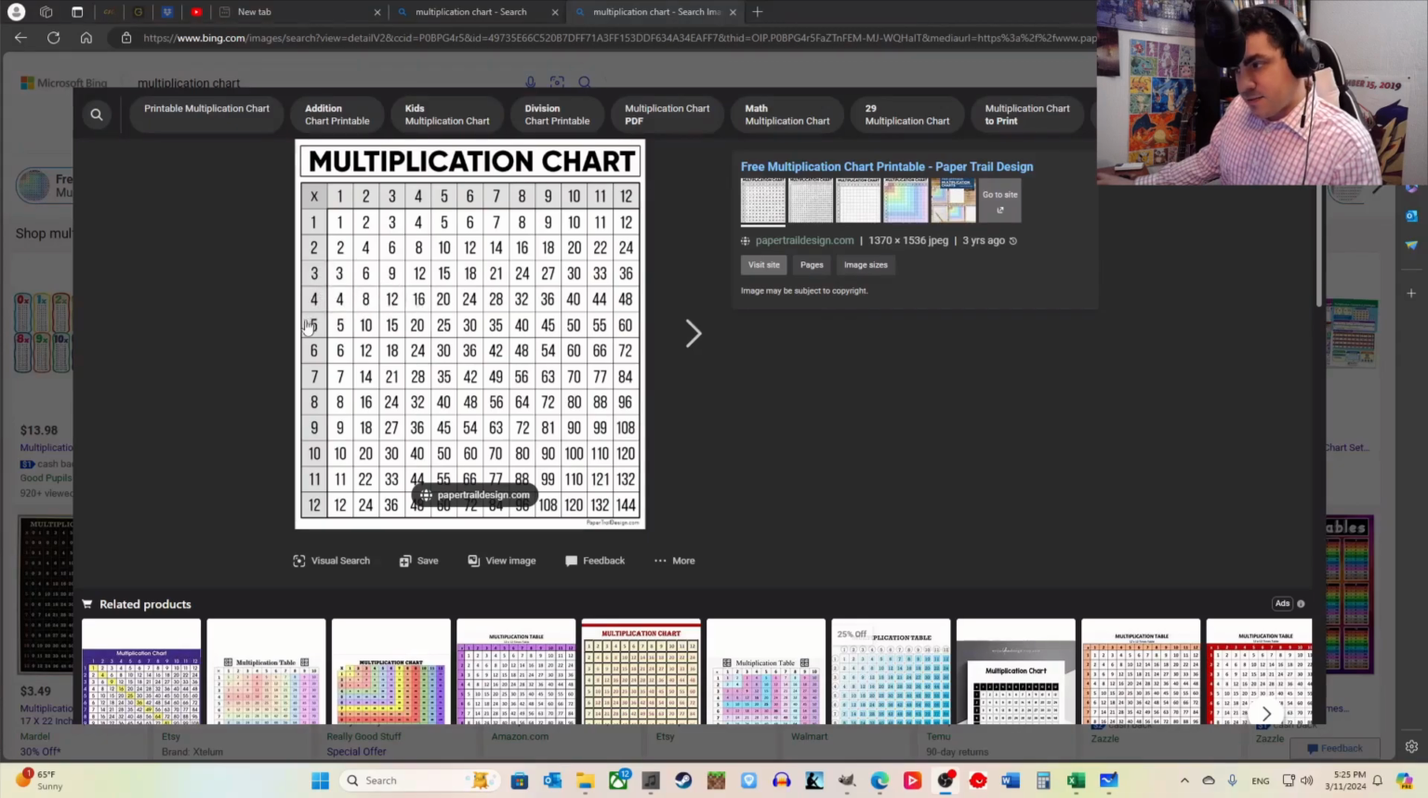4 squared is 16. 5 squared is 25. 6 squared is 36. 7 squared is 49. 8 squared is 64. 9 squared is 81. 10 squared is 100. 11 squared is 121. 12 squared is 144. Most common composition notebooks will have the multiplication table up to 12.